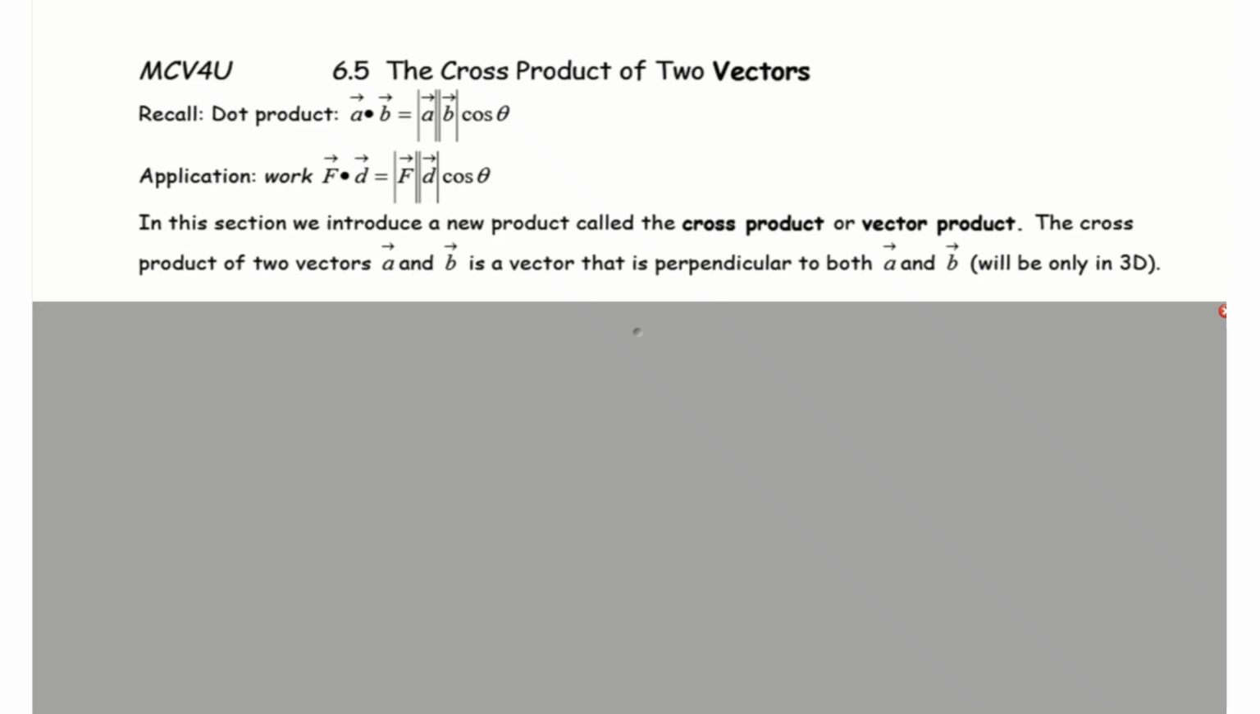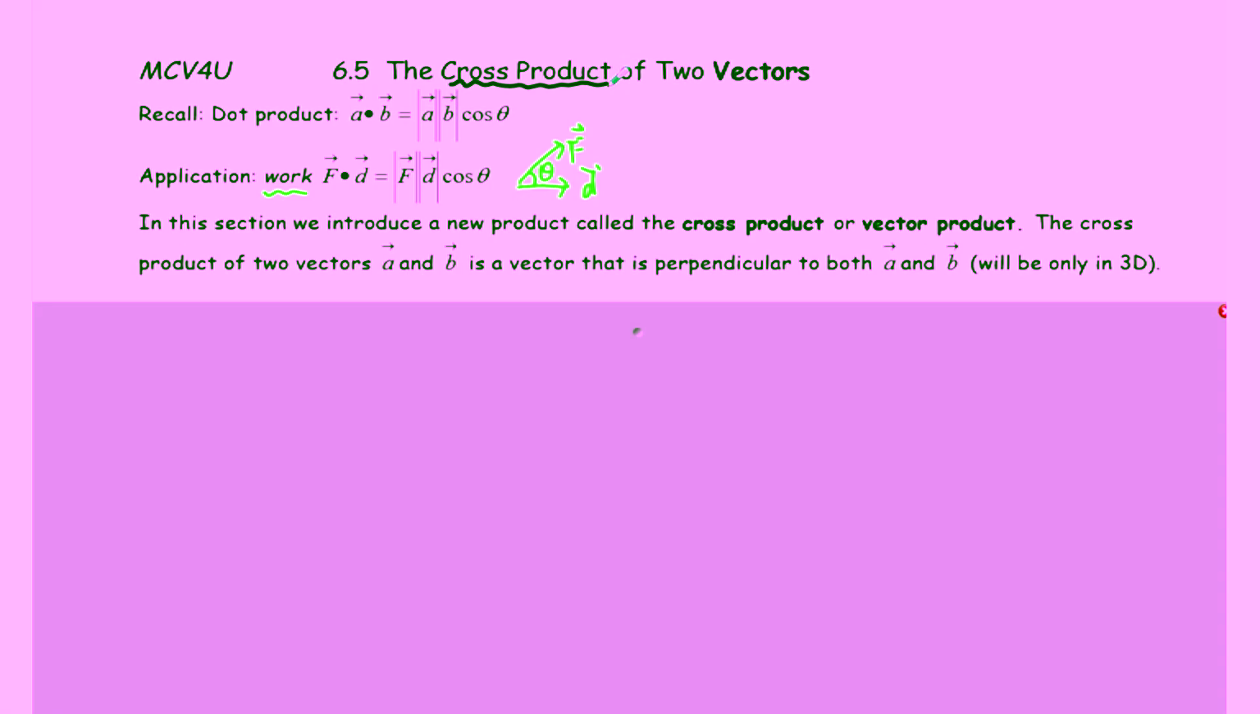Hello, in this lesson we are going to do the multiplication of two vectors. Instead of the dot product, we are going to do the cross product. For the dot product, we know that the application is work. The force and the displacement multiplied together give us the force in the direction of the displacement. Multiplying them gives us the work, and this is a scalar. Today we are going to do the cross product. This one is not a scalar.